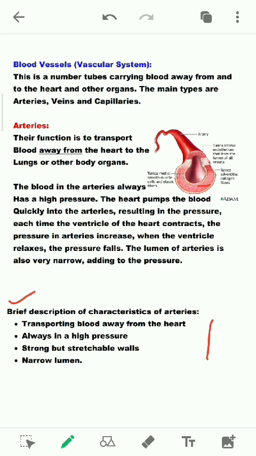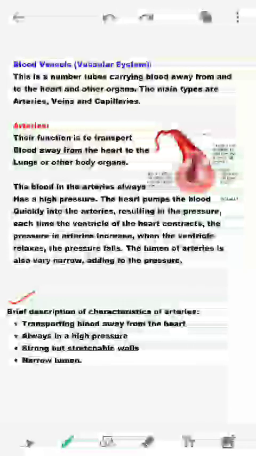Strong but stretchable walls, meaning that they have stretchable walls. When the pressure is high, the walls stretch and then come back to the original position. Narrow lumen. Okay, lumen is basically the space. For example, this is a tube, and the space inside this hole is basically the lumen. The space inside the blood vessel is called lumen. Narrow means that it has really less space because it is really muscular. There is a muscle sheet around it, so the lumen is really narrow.